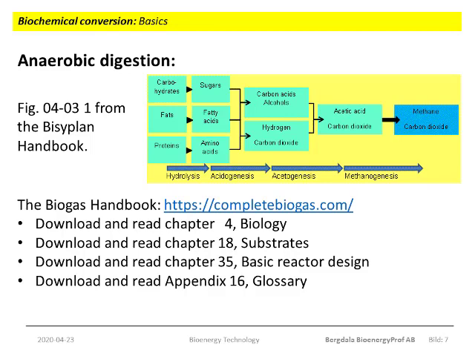But there is one source on the web that is very useful, and that is the Biogas Handbook. The handbook is a commercial product, but you do not have to buy it. 3 of the chapters in the handbook are free to download. These are chapter 4, which is a simplified introduction to the biochemical processes that occur. And then chapter 18, which deals with substrates. And chapter 35, which will introduce you to the basics of reactor design. On top of these 3 chapters, you should also download Appendix 16, which is a glossary.